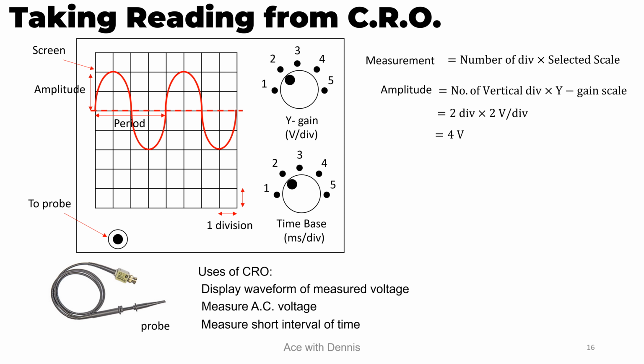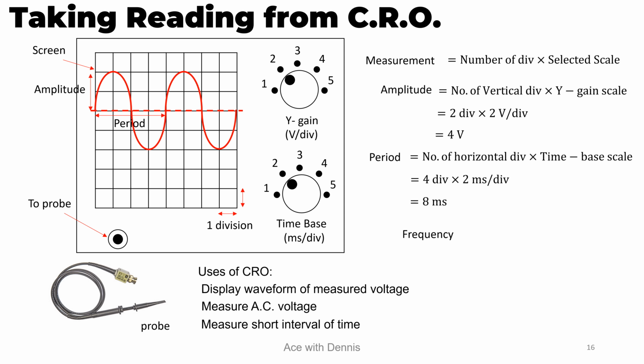Now, this is the measurement for periods. For the period, it is the number of horizontal divisions multiplied with the time-base scale. So we have 4 divisions multiplied with 2 milliseconds per division, which gives us the period of 8 milliseconds. And from here, we can calculate the frequency, where it is 1 over the period T. So the value is 1 over 8 times 10 to the power of negative 3, which is 125 Hertz.